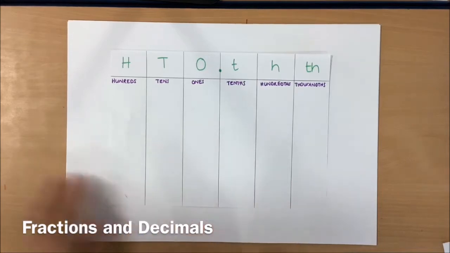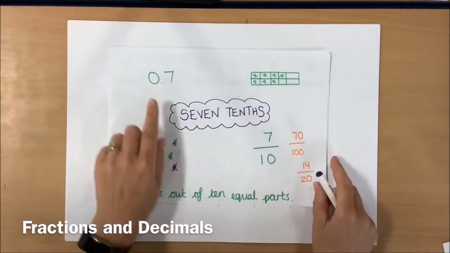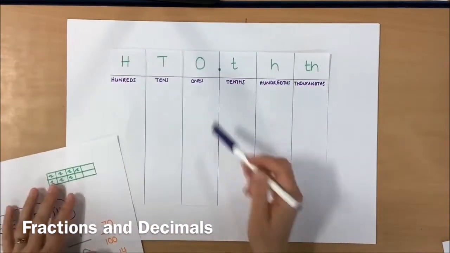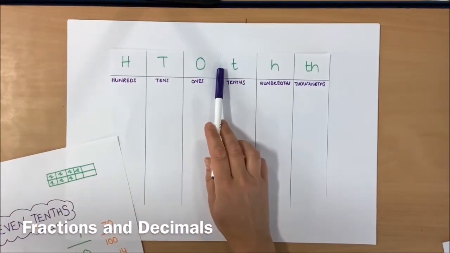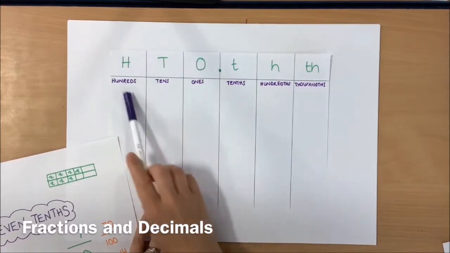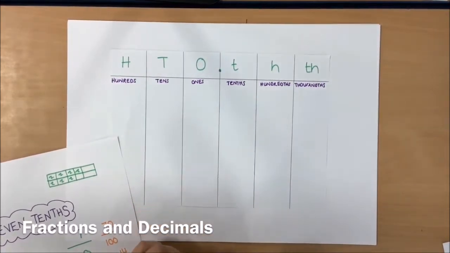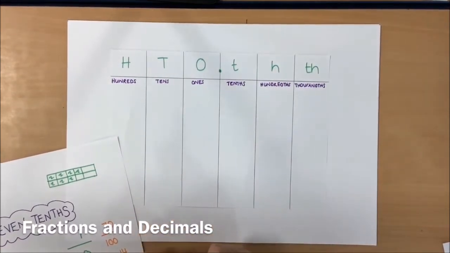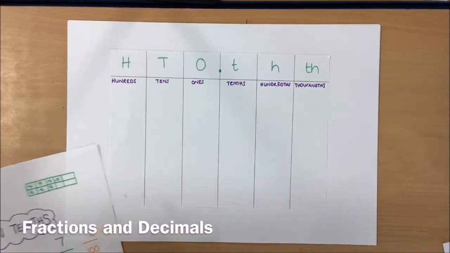So we could write 7/10 as 0.7. Remember our decimal point is the division between the whole numbers and the parts of numbers, or the fractions. So fractions and decimals really are the same thing, just written in a slightly different way.